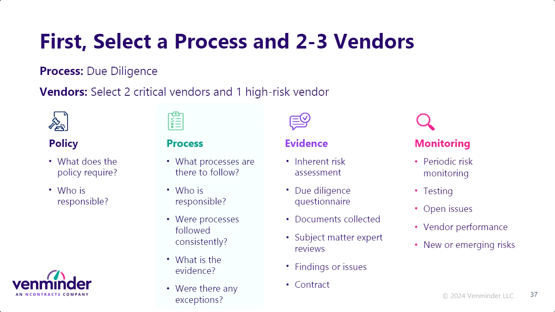From there, we're going to look at monitoring. How was this relationship monitored? Was there a periodic risk reassessment? Did we collect new due diligence? Was there any testing? Were there any open issues? How did the vendor perform during that period of time? Because sometimes we know that low performance should trigger additional or new due diligence, and if there's any new or emerging issues.